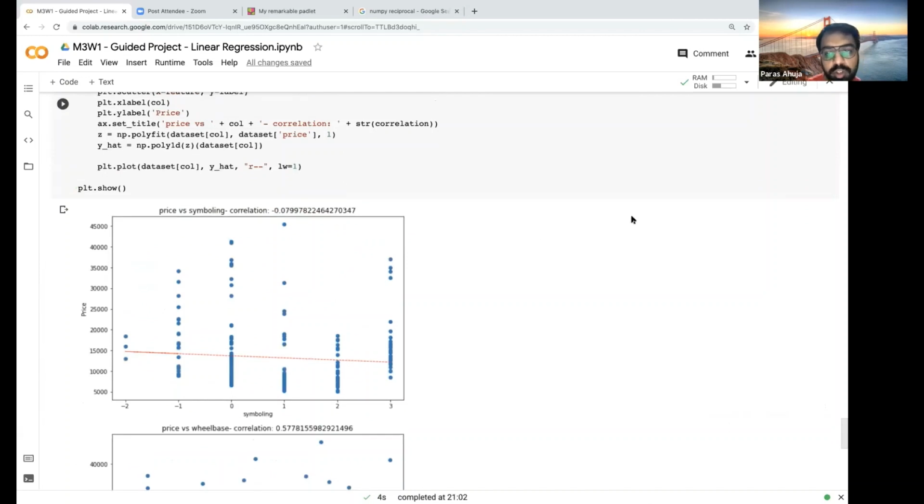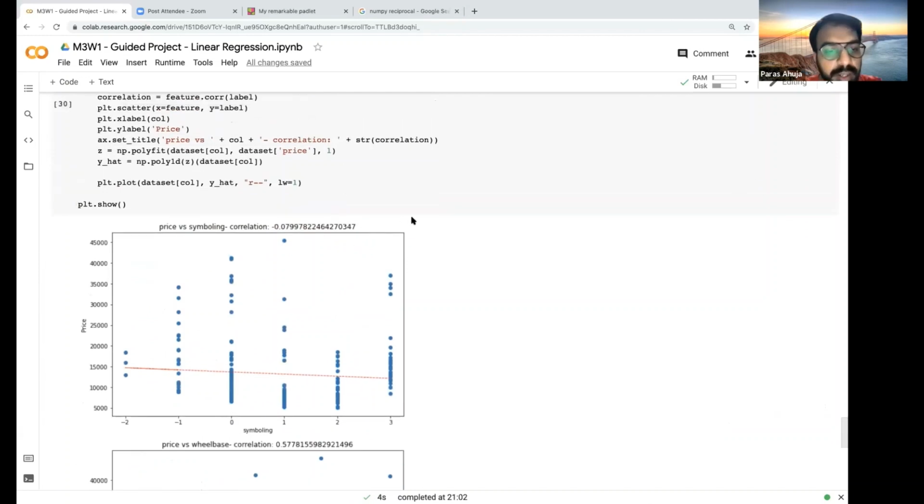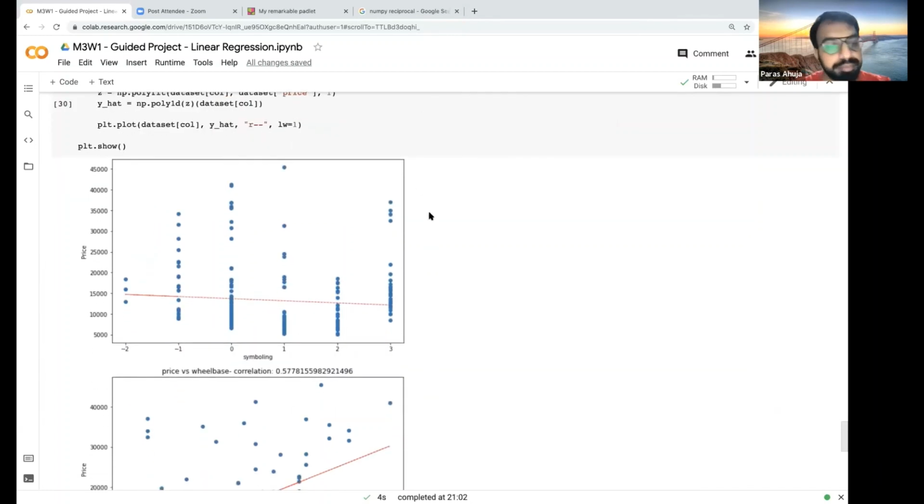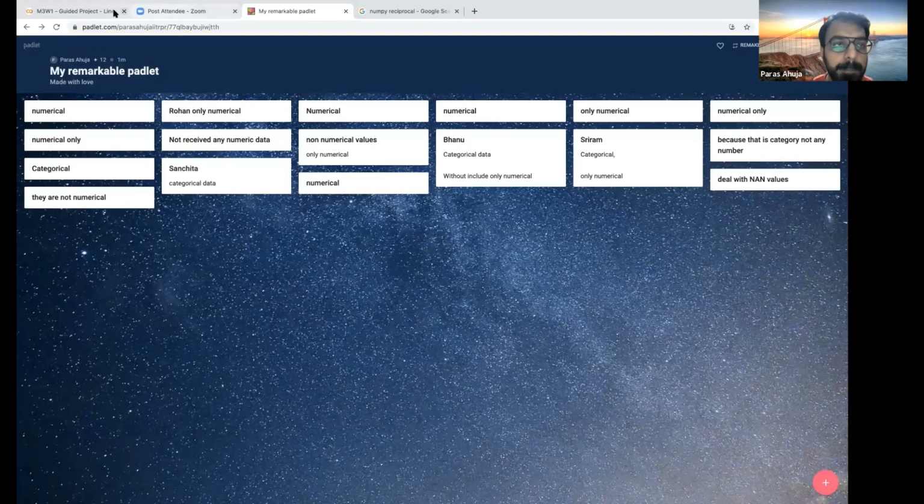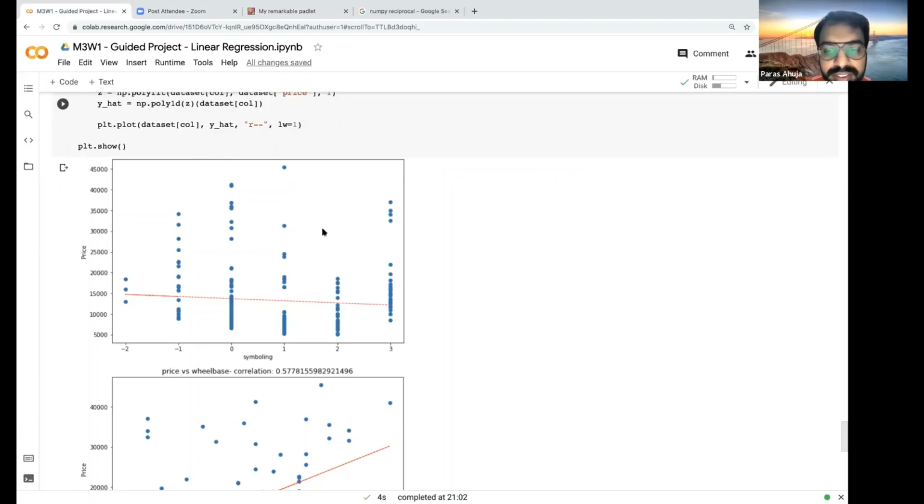Now you tell me, right? We'll go through each of these graphs. First is price versus symbolic. Do you find any relation with this? Does the symbolic rating impact the prices? No. Not clearly, not here, not that much.